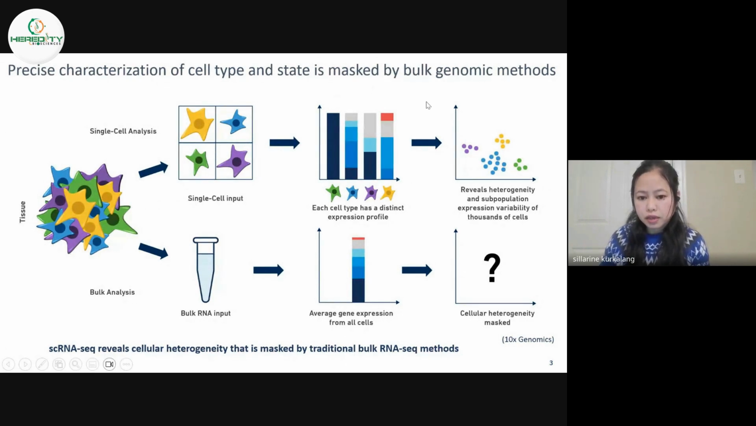Thus, when we get the expression profile of all the cell types, it helps in revealing the heterogeneity across thousands of cells, or within the population of cells. In this way, you are able to get the actual representative gene expression profile of a particular cell or cell type, which is what is actually happening inside the tissue.